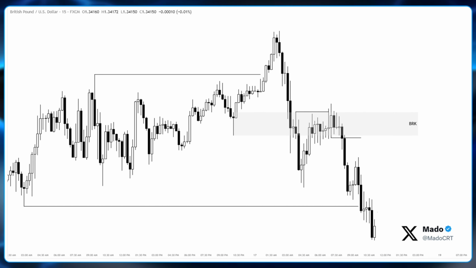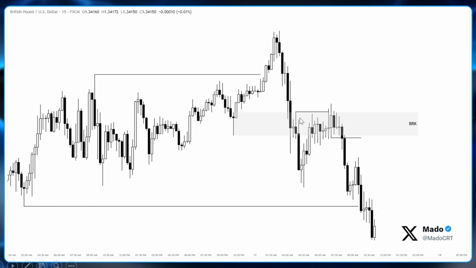Okay, in this example, we only have two phases active, turtle soup and the breaker phase. Let's go through it step by step. The market first creates a turtle soup, where price pushes just above a previous high, taking out all the buy stops resting there. That's your liquidity purge. Price doesn't hold above. Instead, it quickly rejects and closes back inside the range. That's your early signal that the market is shifting direction.